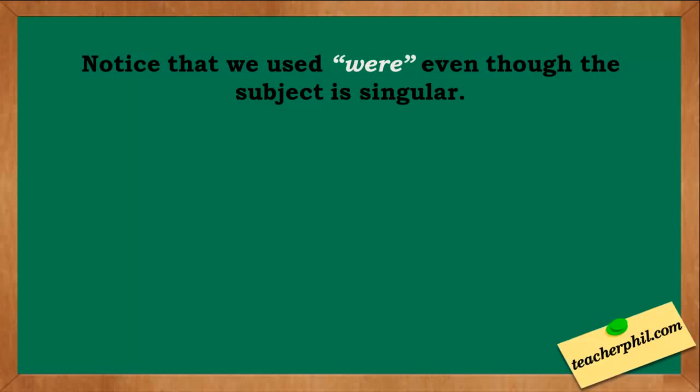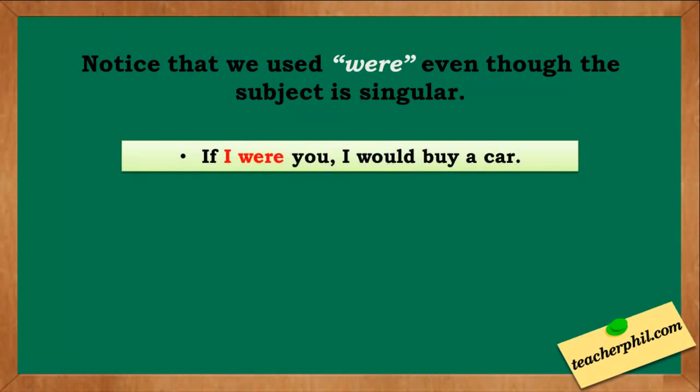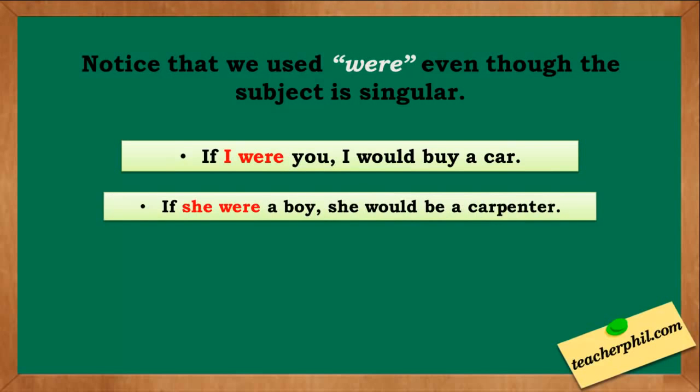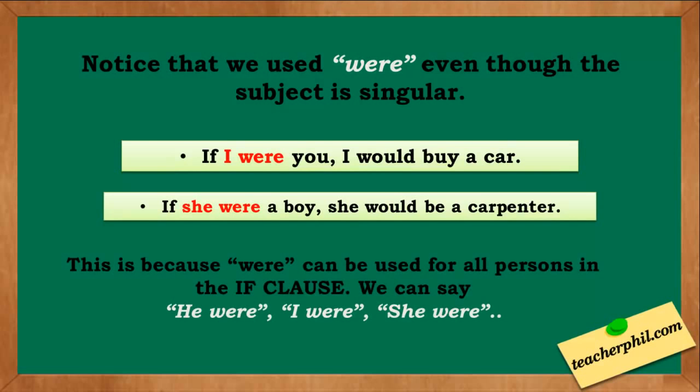The be verb were is used for plural subject, but if you've noticed, we used were even though the subject is singular. If I were you, I would buy a car. If she were a boy, she would be a carpenter. Why do you think so? Well, this is because were can be used for all persons in the if clause. We can say if he were, I were, or she were.